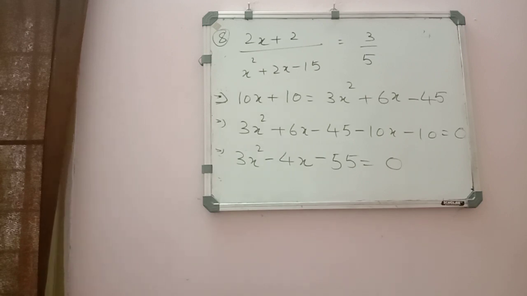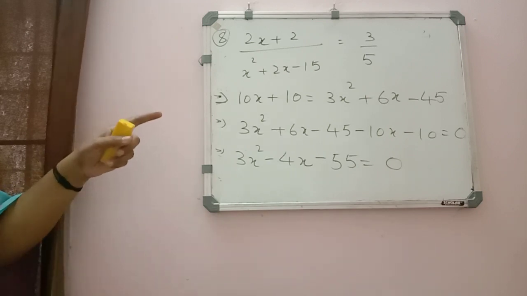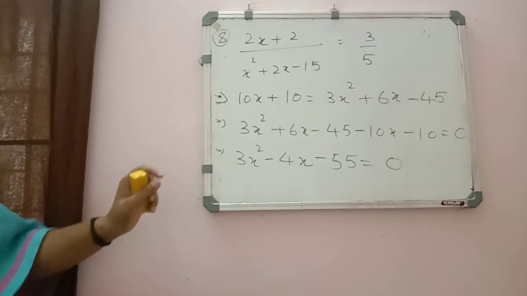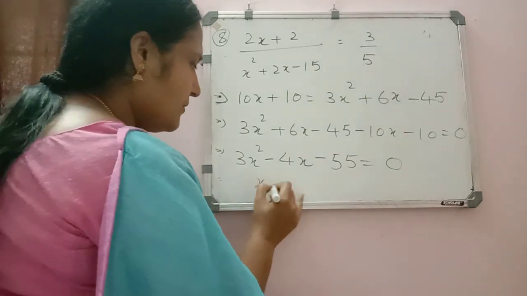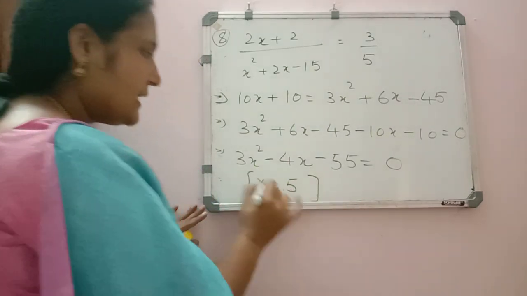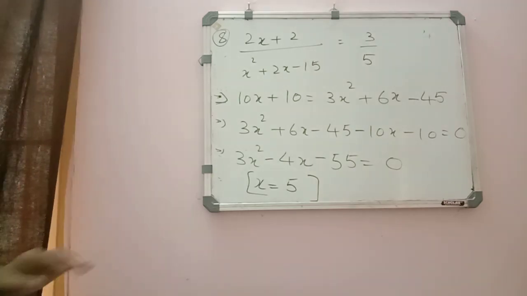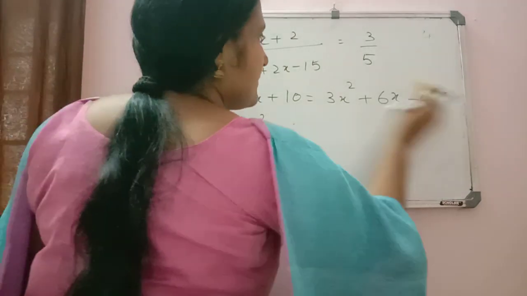Now moving on to the next one. Here I am giving the answer. When you solve, you will get the answer x = 5. So Ram's age is 5 years. Moving on to the next type.